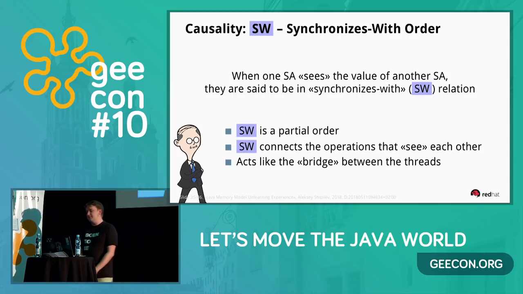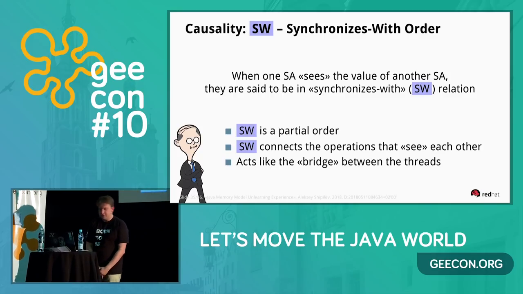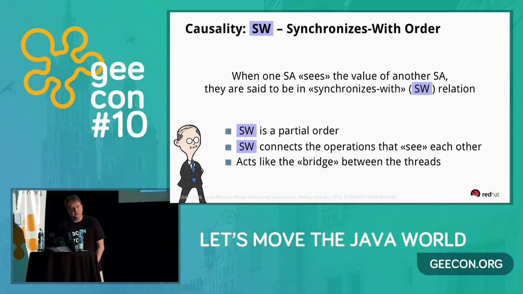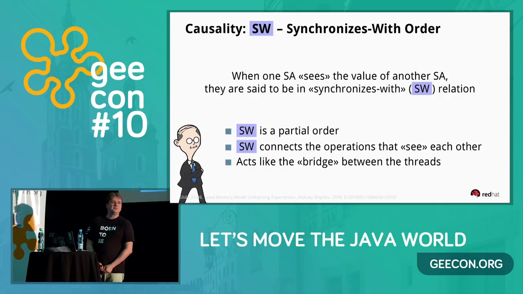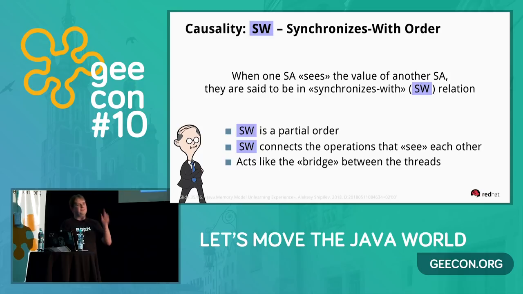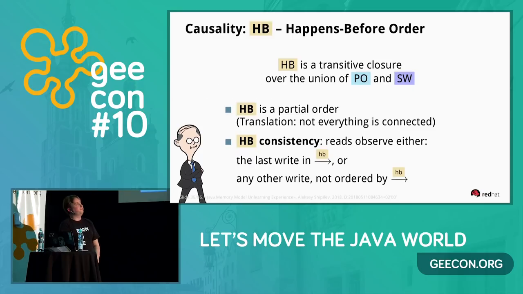In JMM, there is this special order which is called synchronization order, which connects synchronization actions if they see each other, and it's a partial order, blah, blah, blah. White noise, if you ask me. But it's the important bit for giving you happens-before.